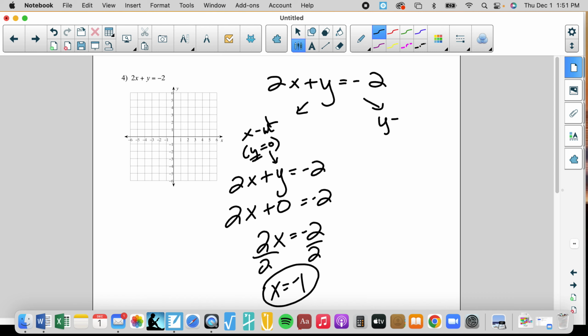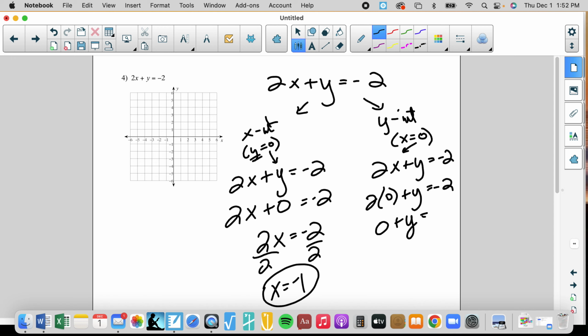Now we're going to find the y-intercept. And all y-intercepts have an x value of 0. So the starting equation, plug 0 in for x, 2 times 0 plus y equals -2. Y equals -2. So that coordinate is going to be 0, -2.